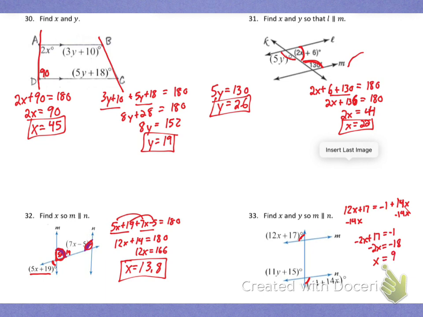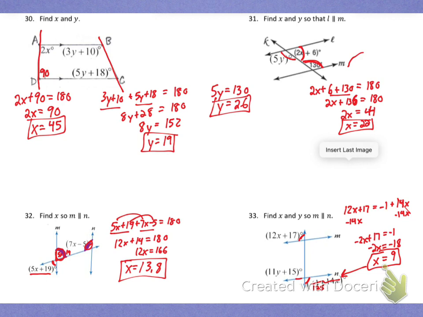So now that I have x is equal to 9, I know that I can plug this in right here. And if I do that, that's negative 1 plus 14 times 9. 14 times 9 is 126, and then I minus 1. So this angle right here is going to be 125.